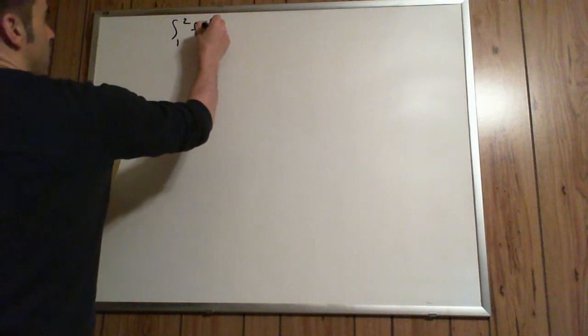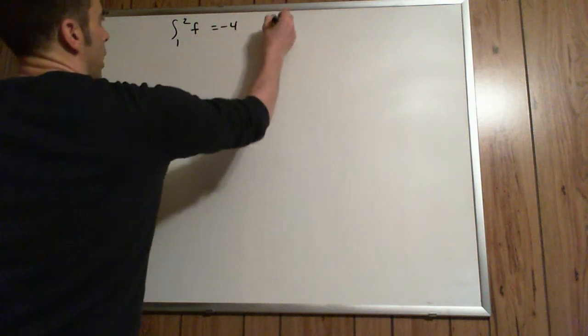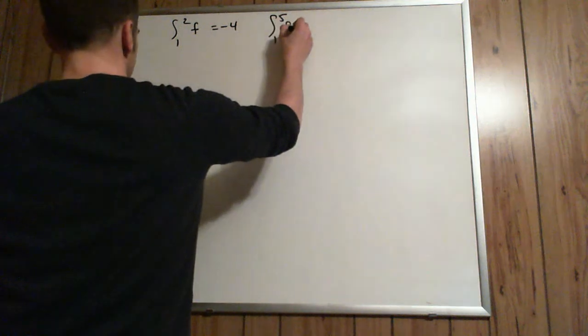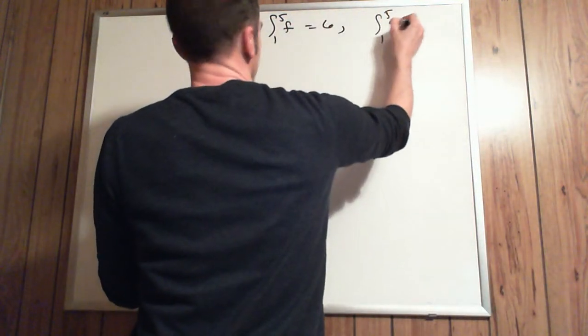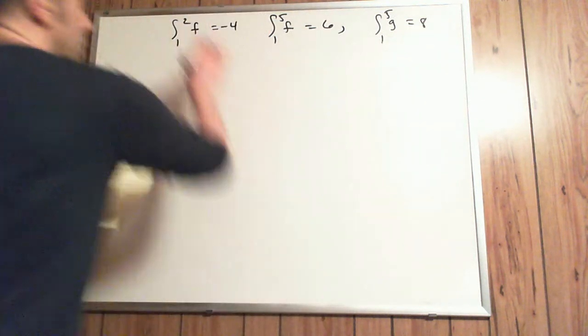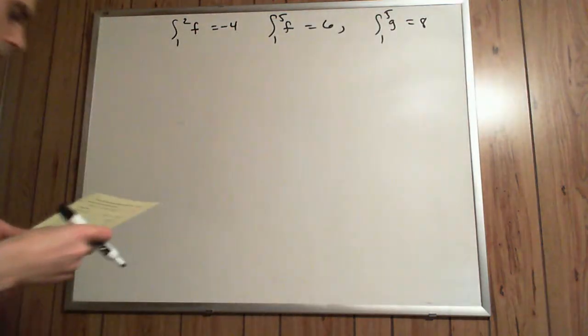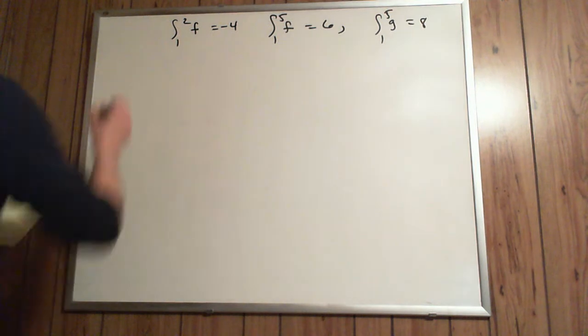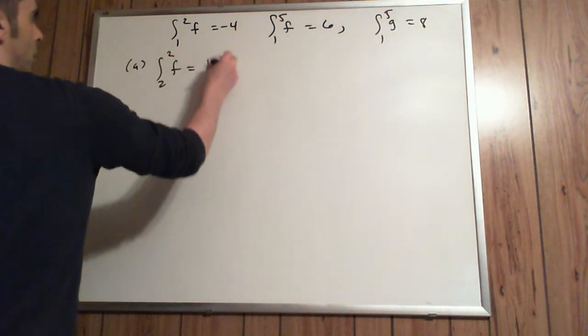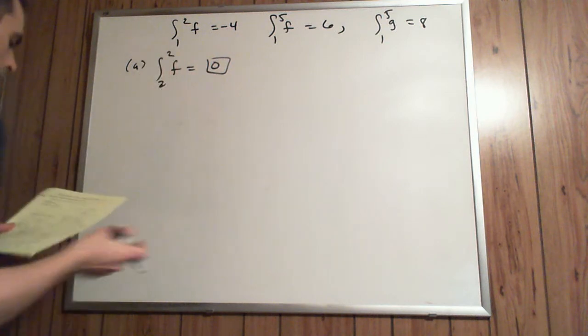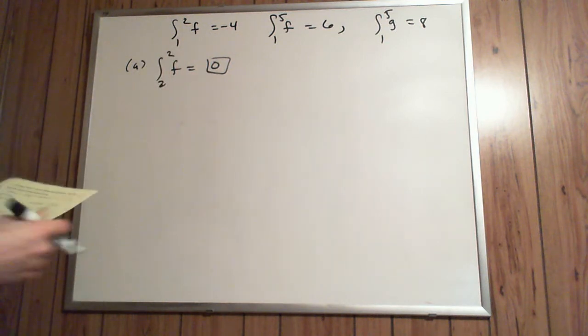Alright, so the first example is we're given 1 to 2 of f of x dx equals negative 4, and 1 to 5 of f equals 6, and then we're given 1 to 5 of g equals 8. And I'm not going to write the rest of the integrand out because we know what that is. So in the first one, the definite integral from 2 to 2 of f, well, that's 0. If the limits of integration are the same, we have no area, so that's 0.